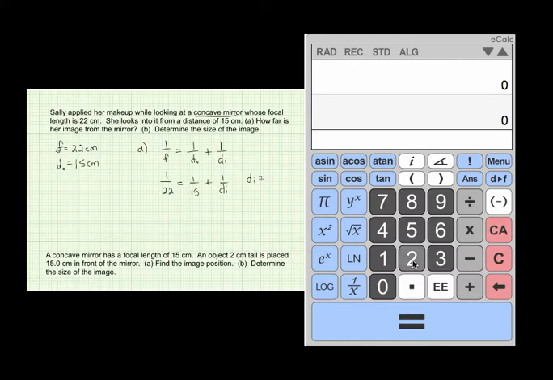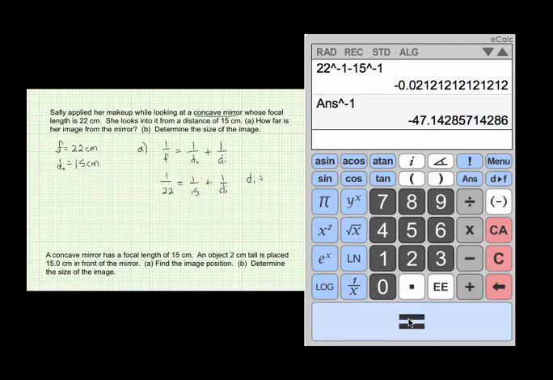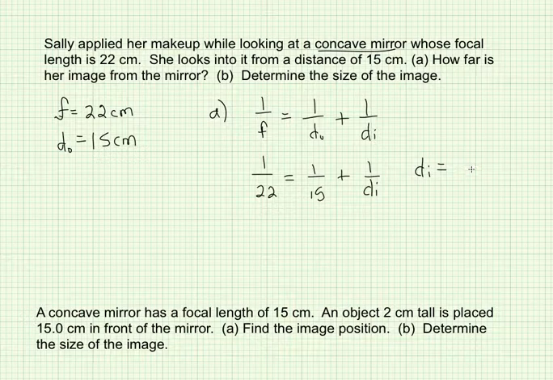22, so I'm going to hit 22, but I have to remember to hit that 1 over x. And I'm subtracting 1 over 15, so I need to make this minus 15, hit that 1 over x button. When you do that, I get negative 0.0212, but I've just found 1 over DI, so I have to hit the 1 over x button again, and when I hit equal, I get negative 47.1 centimeters.